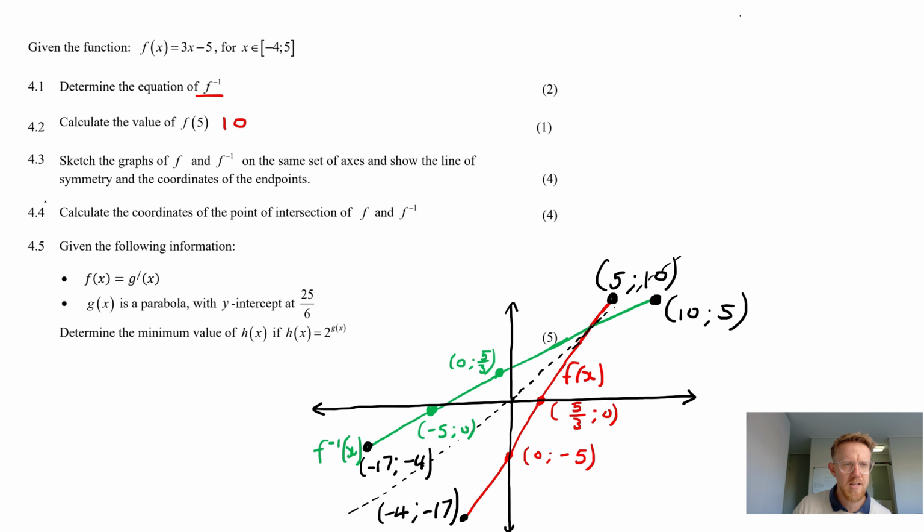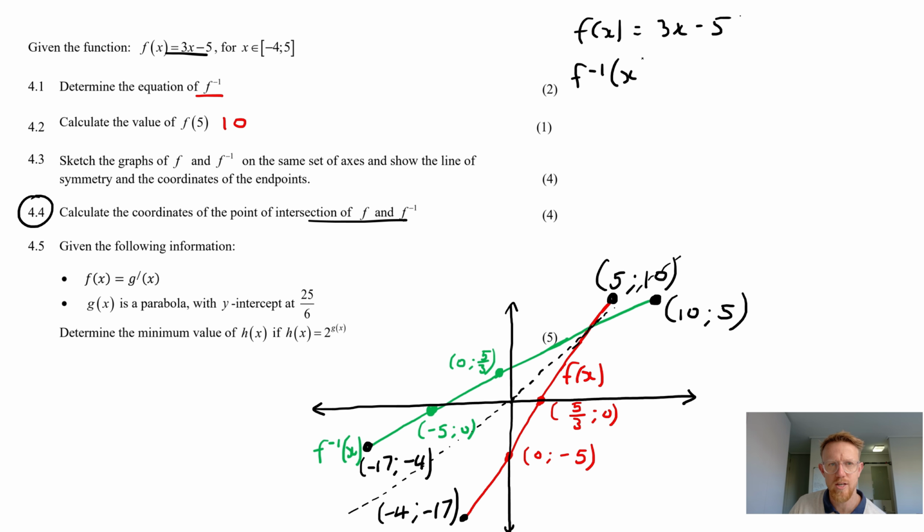Nice. All right, this question says, calculate the coordinates of the point of intersection. So to find the points of intersection, we always make the equations equal. So we have this equation as 3x minus 5, and then we did have the other one's equation. Let's just quickly work it out. So, okay, it was a third x plus 5 over 3. So we now have the two equations.